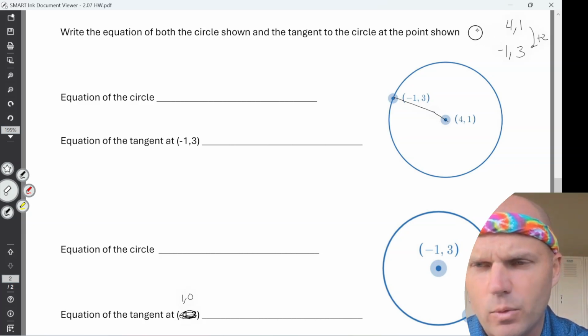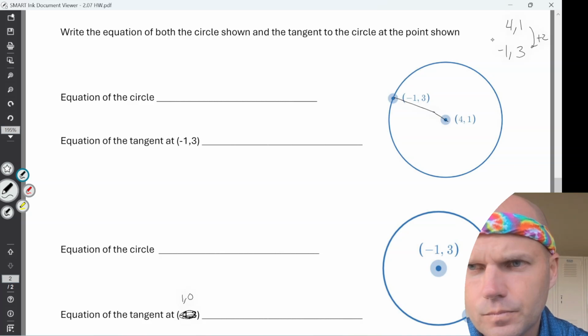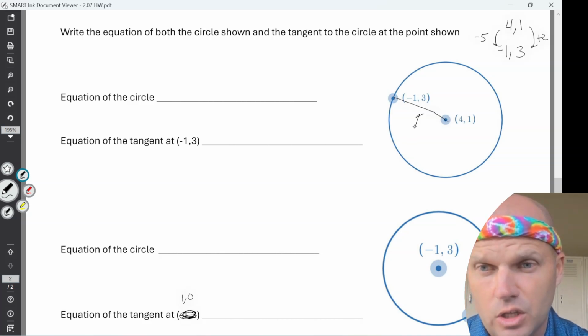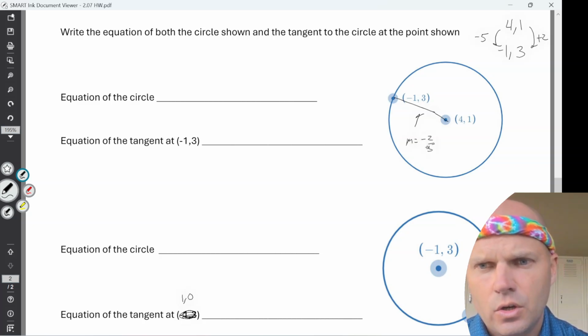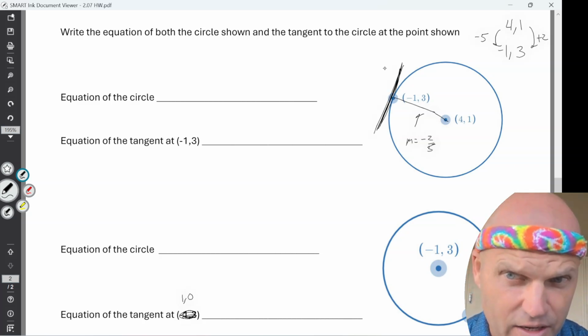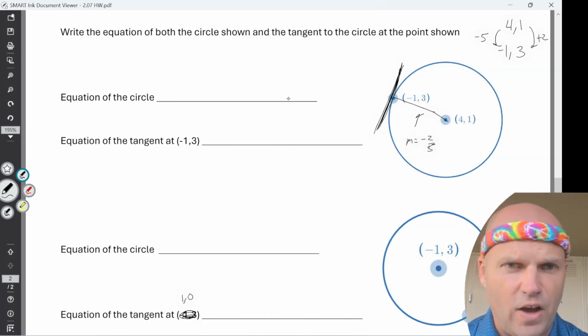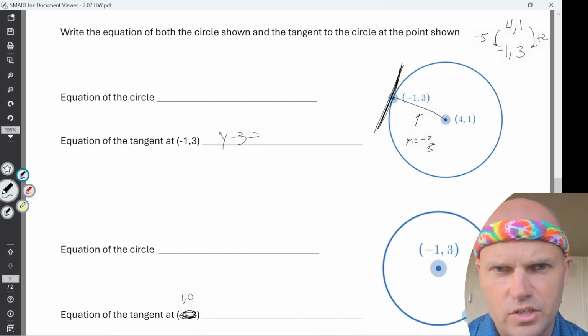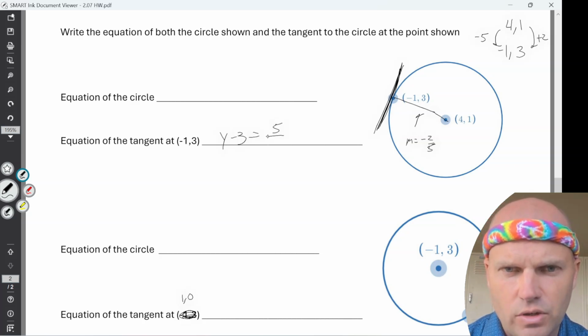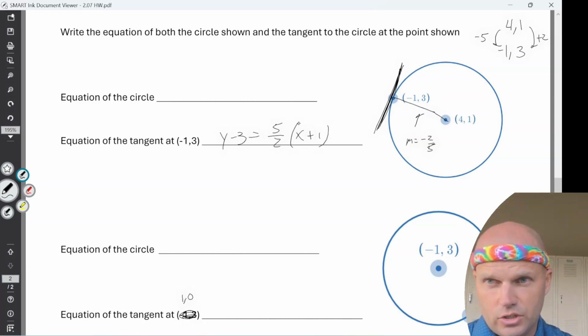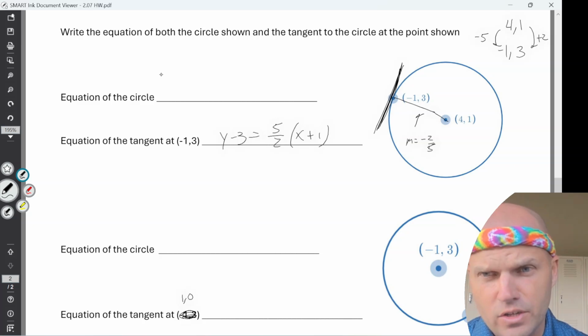And it doesn't matter which order you put it in. 1 to 3 is a change of 2, but 4 to -1 is a change of -5. So the slope of that line segment is -2/5, which means the slope of the tangent that goes through -1, 3 is going to be 5/2. So the equation of the tangent is y - 3 equals 5/2 (x + 1). That's probably easier to do than the equation of the circle.